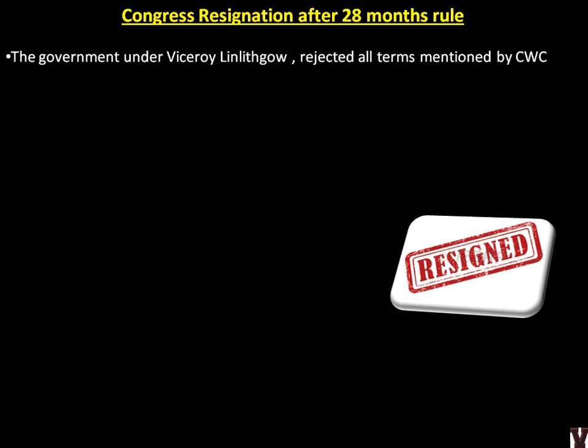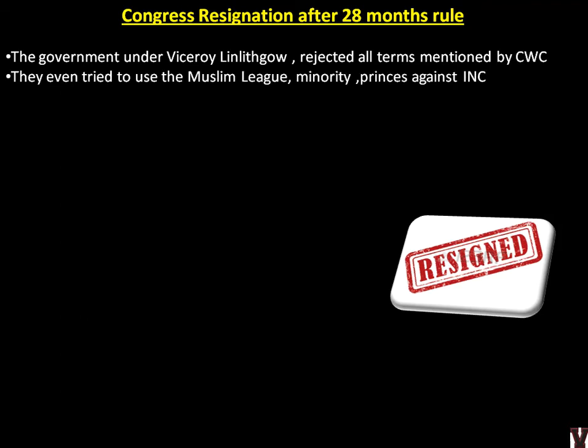And who was the viceroy at that time? Linlithgow. He rejected all the terms mentioned by the CWC. If you see in the last slide, the Wardha session, they demanded that he should tell what the terms of the war are, when the war will get over, what will be done after the war, and whether we will be allowed to form a constituent assembly and draft our own constitution. Everything was demanded, but everything was rejected by Viceroy Linlithgow, who was there in the 1940s in India.